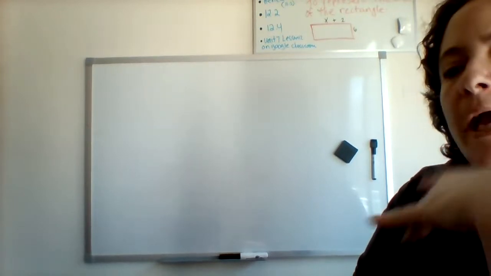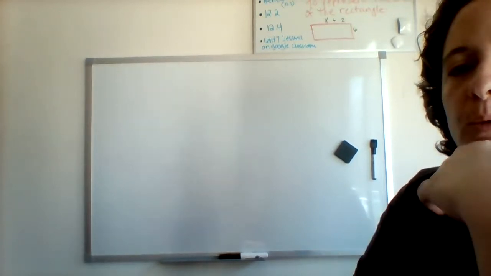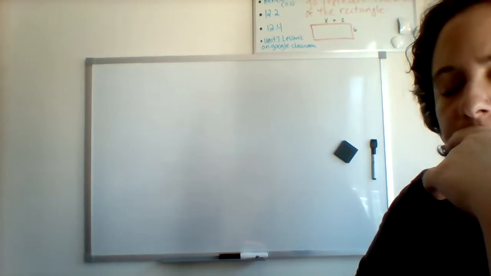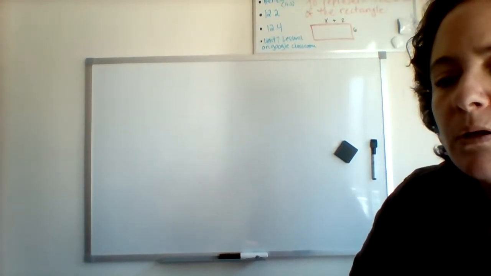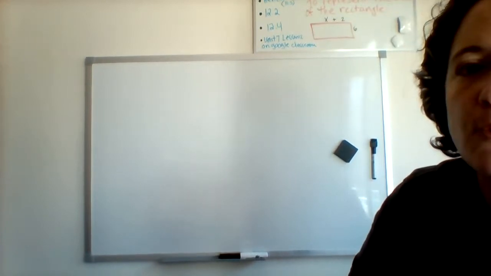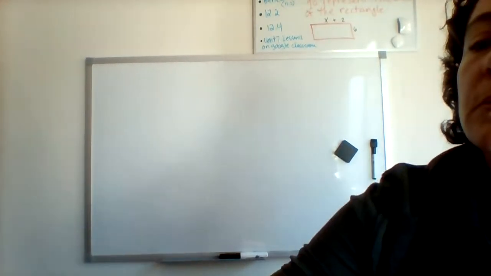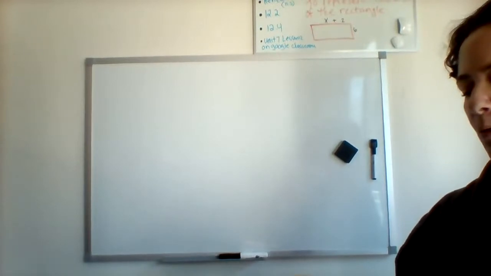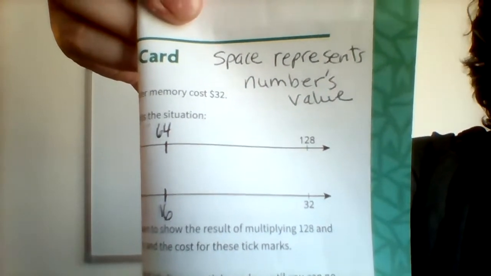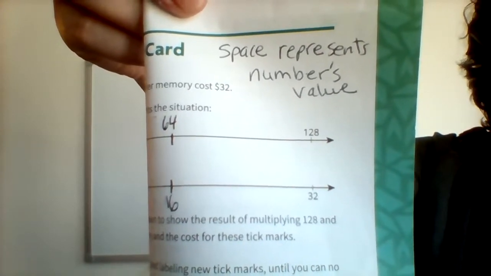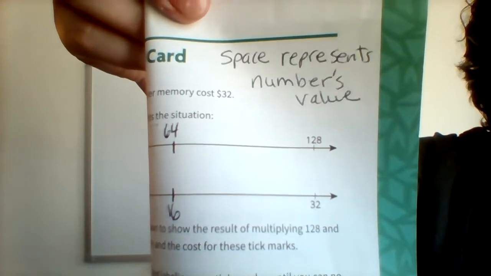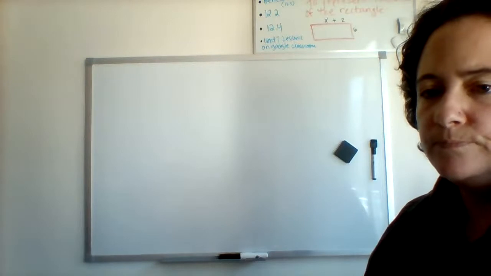16, right? And then what's half of 128? What's half of 128? 64. So label, I don't want to show you the other part just yet, but at least label that part 64 and 16.